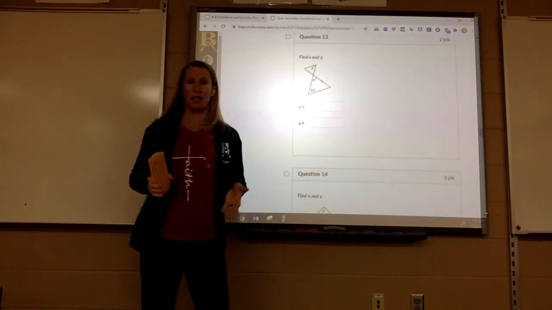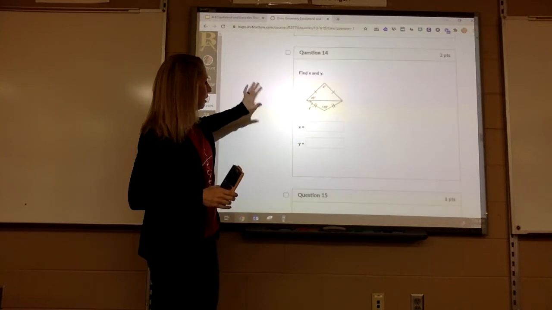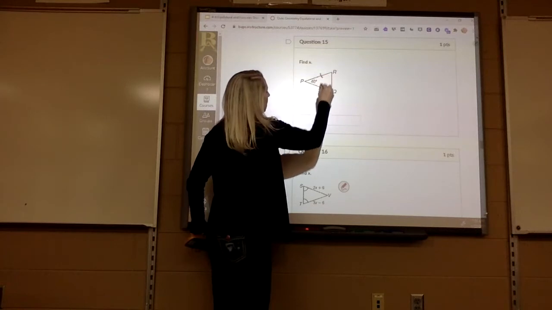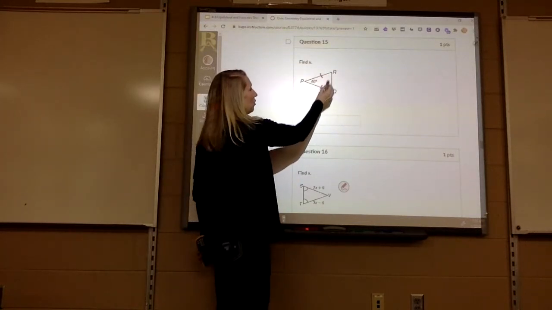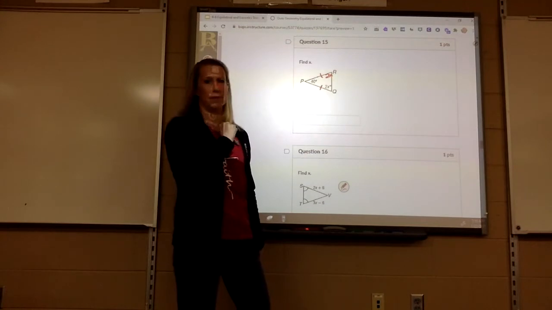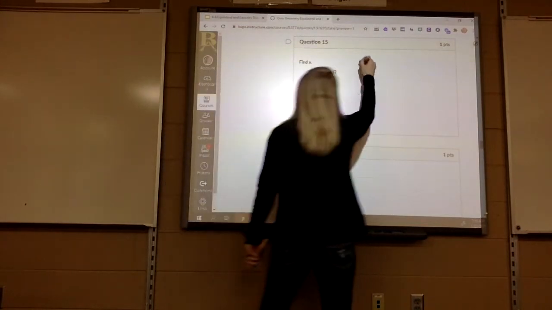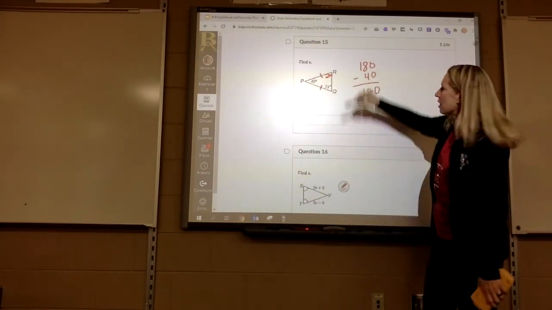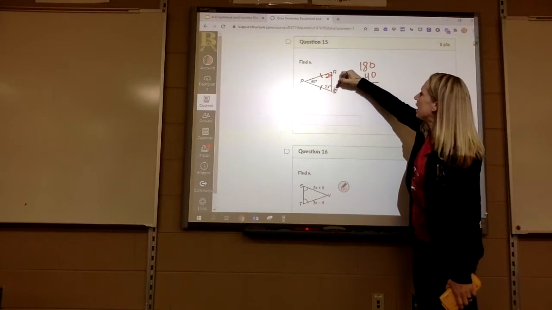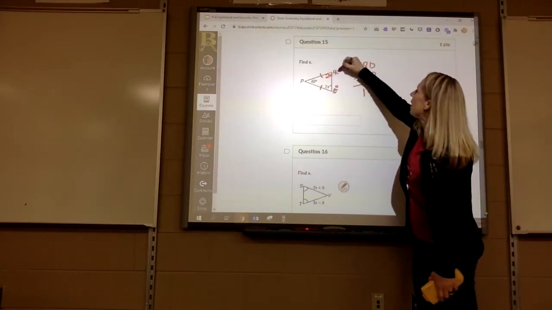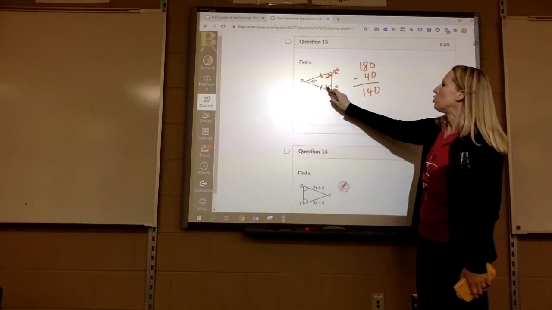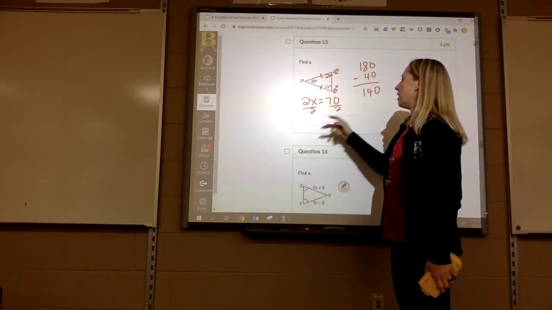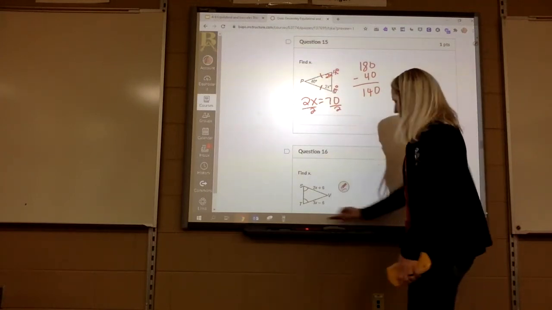Okay, so look for your isosceles triangles. I think you can do that. This one right here, so this is isosceles. So if this angle is 2x, this angle is also 2x. So if you do 180 minus 40, you get 140. Then if I divide by 2, I know each of these angles have to be 70, right? But 2x equals 70. So you're going to have to divide by 2 to get that answer, okay?